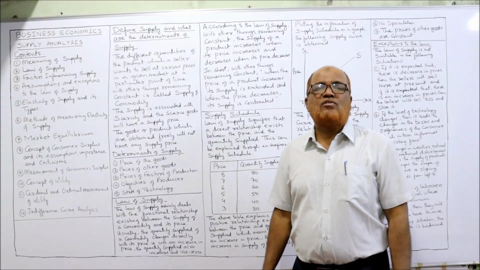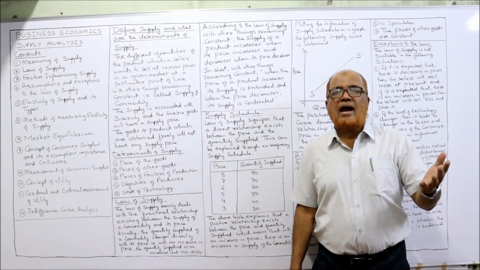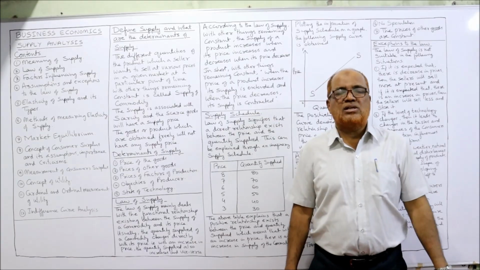Third, prices of factors of production. The factors of production are land, labor, capital, organization.